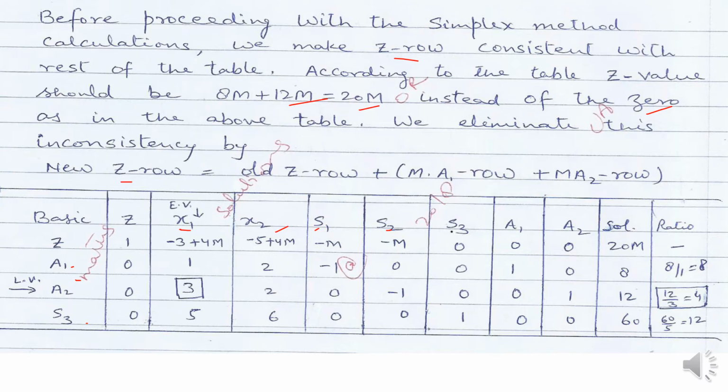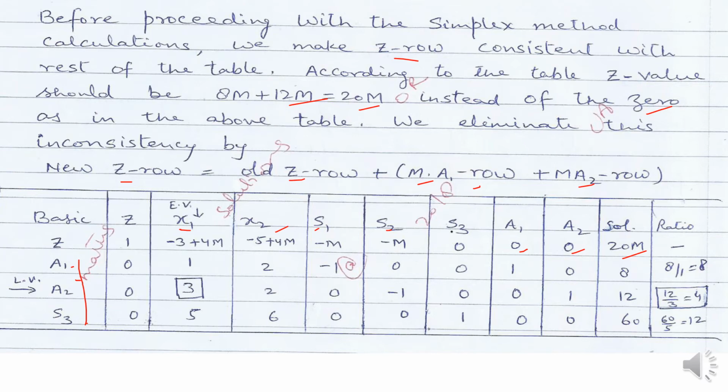We have to eliminate this, so we use this formula: new z row = old z row + M times the a1 row + M times the a2 row. When we apply this formula, we get the new z row, and we see that the coefficients of a1 and a2 are now 0. Earlier they were -M and -M, and that is what created the problem. So now the solution is 20M, which is compatible with the values of a1, a2 and s3.